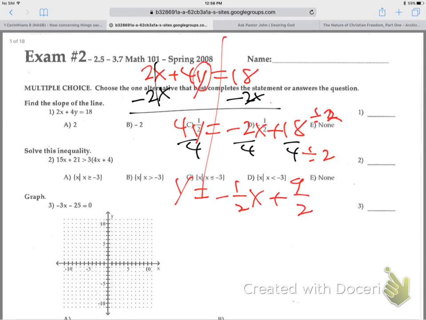Top and bottom, right? And, okay, so where's the slope? When you get y alone, where's the slope? Next to x.